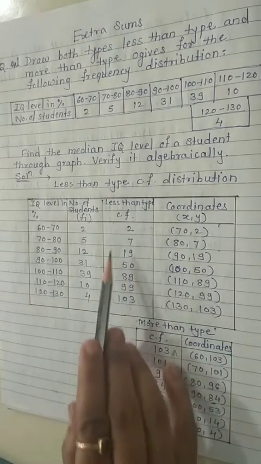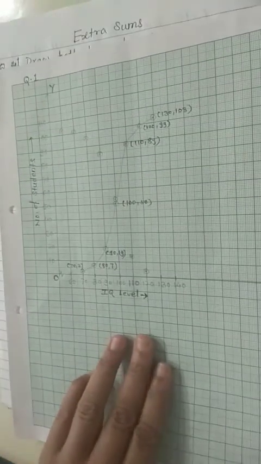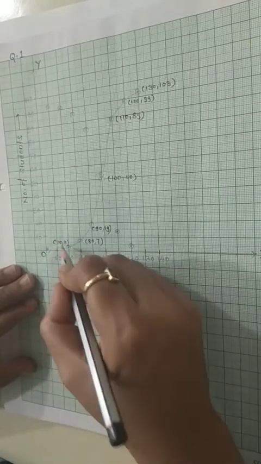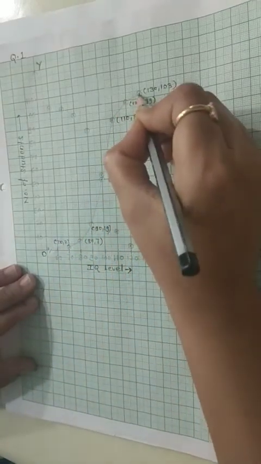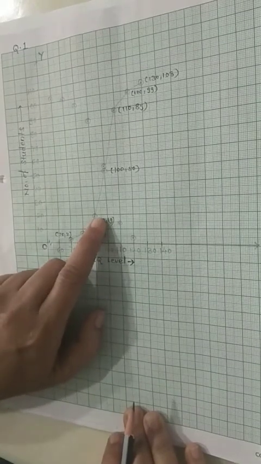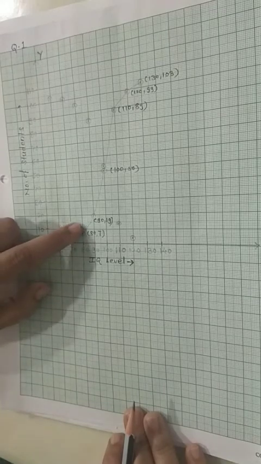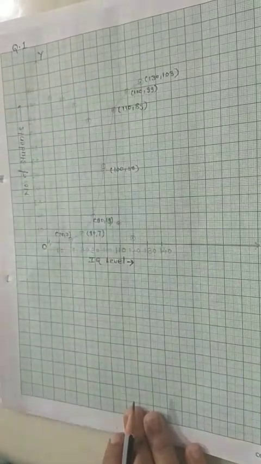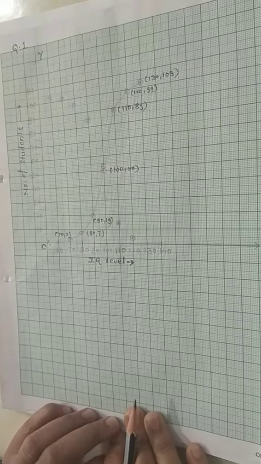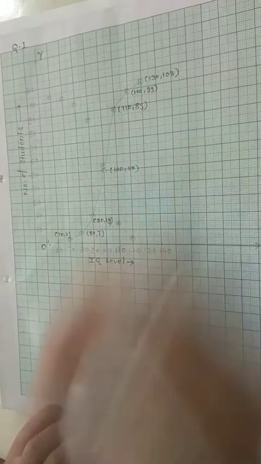First I have plotted here the points for the less than type ogive. Now here is the curve for the less than type ogive. Write the coordinates for each point here on the graph paper and join these points by a freehand smooth curve. You will get this curve, the less than type curve or ogive, cumulated in the upward direction.